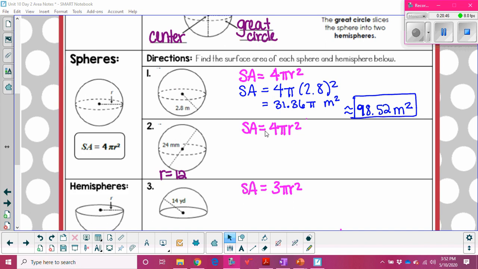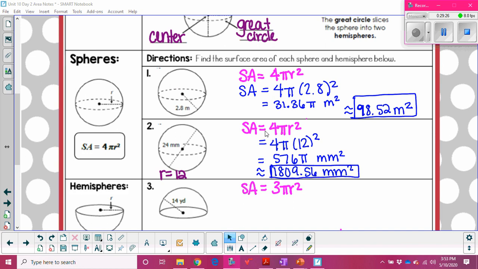Okay, number 2, you don't have the radius, you just have the diameter, which is 24 millimeters, but to find the radius, you just divide that by 2, so your radius is 12. So all you have to do is plug it in. So you have 4 pi times 12 squared. So in terms of pi, that is going to be 576 pi millimeters squared. Okay, let's go ahead and approximate. So when we use the pi button, you have 1,809.56 millimeters squared.